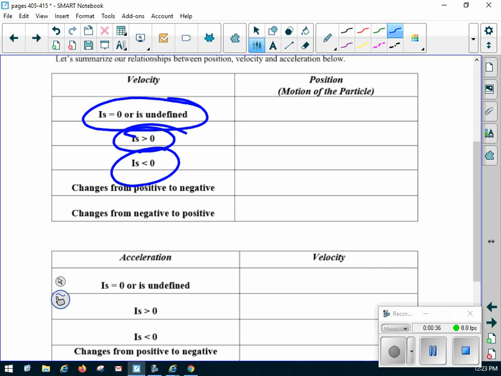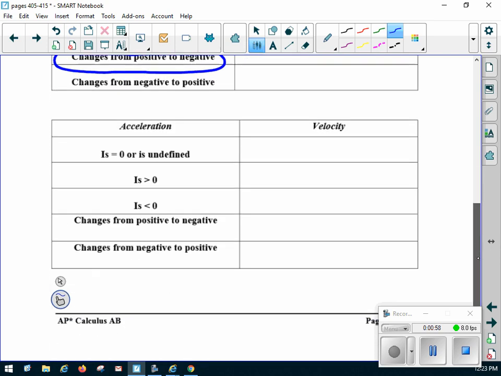The velocity is 0 or undefined means it's possible that the particle is changing direction. If the velocity changes from positive to negative, then the particle changes from going right to left. We okay there? All right, let's go down and remember acceleration.